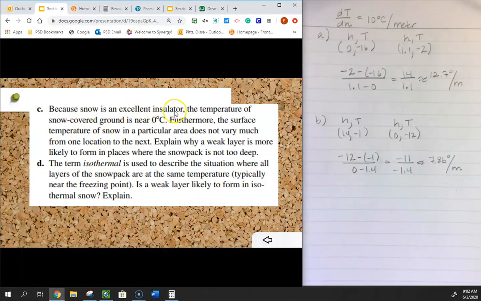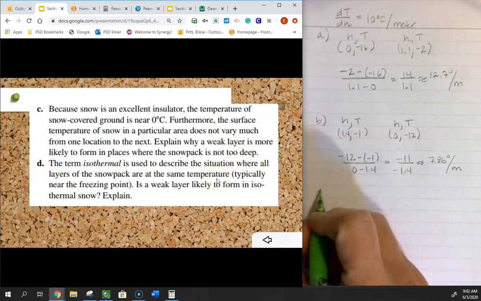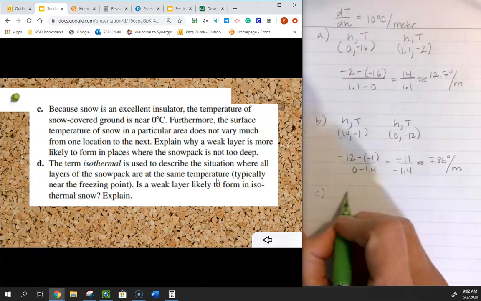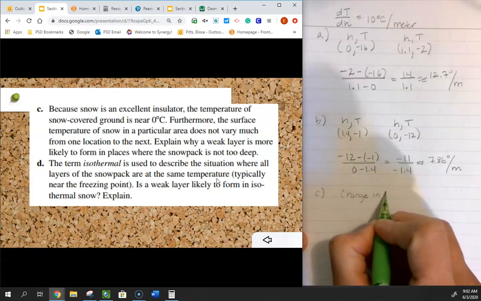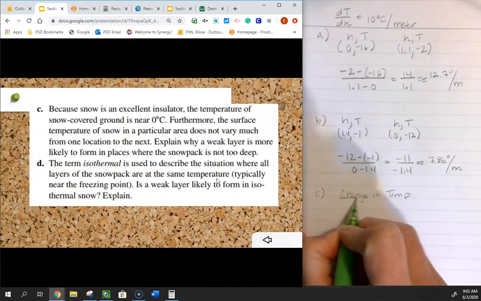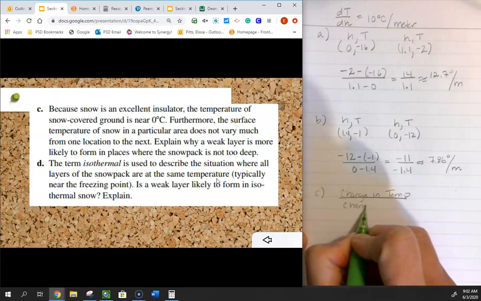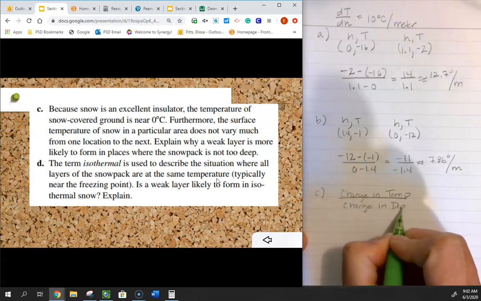Because snow is an excellent insulator, the temperature of snow-covered ground is near 0 degrees Celsius. Furthermore, the surface temperature of snow in a particular area does not vary much from one location to the next. Explain why a weak layer is more likely to form in places where the snowpack is not too deep. And so let's look at those. So the temperature gradient is, let's think of it as, a change in temperature over the change in depth.